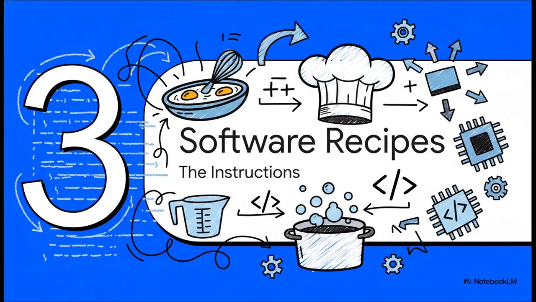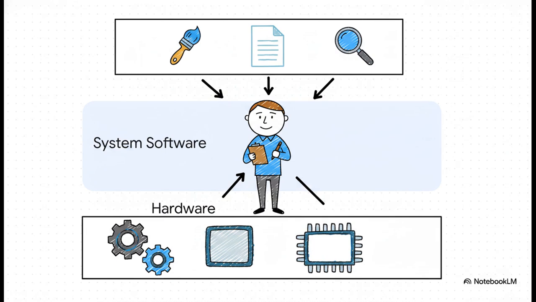Now for the flip side, let's look at Section 3, Software Recipes, the instructions. Software basically splits into two main camps, and this distinction is absolutely vital to get. First, we have system software. Think of this as your kitchen manager. It interacts directly with the computer hardware to manage internal functions. Your operating system and your device drivers, they live here. They make sure the ovens are actually turned on and the staff isn't bumping into each other. Operating on top of that, you have application software. These are your specific recipes designed to perform tasks for you, the user.